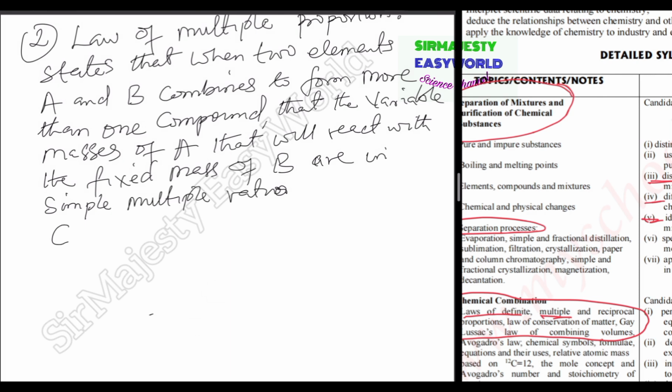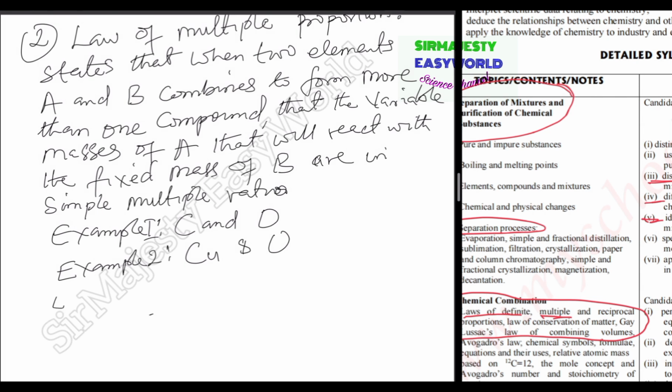For example, let's consider carbon. I want to give you two examples: carbon and oxygen. The next example is copper and the same oxygen. These two form more than one compound in a different way with different ratios. So now let's see carbon, example 1. Carbon can react with one atom of oxygen to form carbon monoxide. The same carbon can react with two atoms of oxygen to form carbon dioxide.